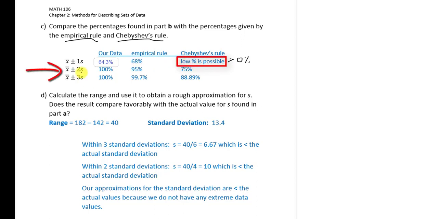X bar plus or minus 2 standard deviations. 100% of our data falls in this area, and the empirical rule expects 95%. So we have at least met that percentage. Chebyshev's rule, 75%. So our data does follow with the empirical rule. Within the 3rd standard deviation, again, our data has 100% of the measurements falling in this range. Empirical rule expects almost all of the data, 99.7%.